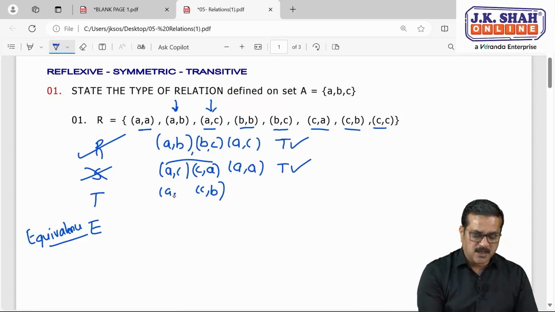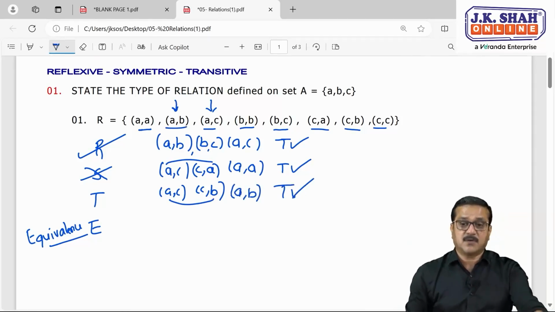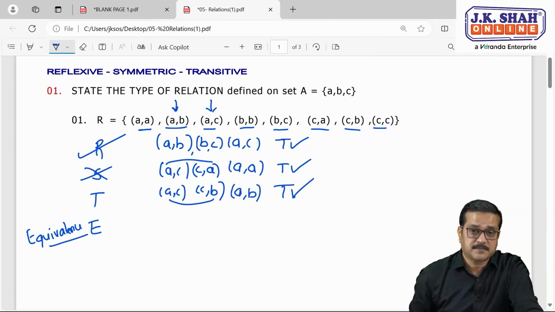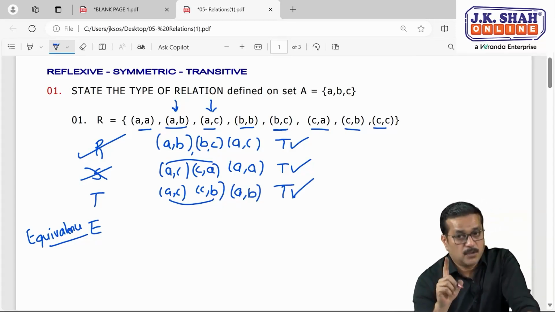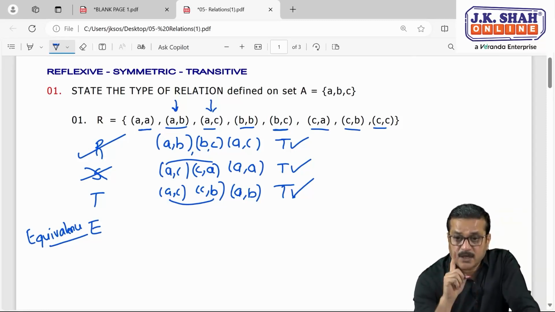Now AC is checked with your CB. So we needed AB in our R. Do we have AB? Yeah, we have it. So transitivity is still breathing over here. योद्धा हमारा जीत रहा है. Now come to BC. Sir, you skip BB. No more talks. Transitivity will be checked only on pairs, only on and with pairs having hetero components.